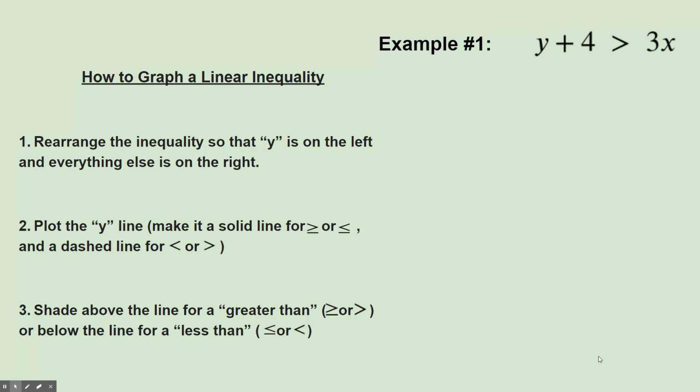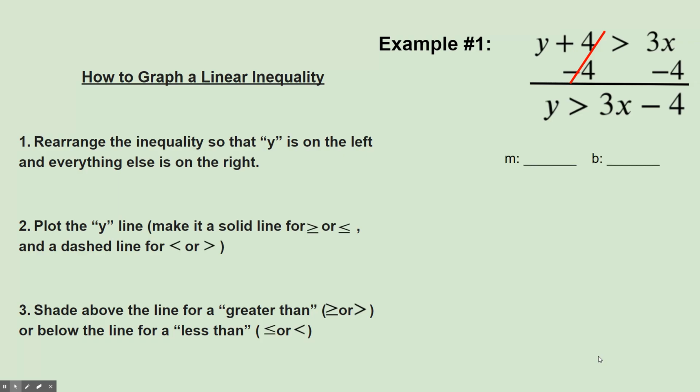So first we want to rearrange the inequality so that the y is on the left and everything else on the right. So first we're going to subtract 4 from both sides. When we subtract it from the right, we are able to cross it out and we are left with y is greater than 3x minus 4. Now when I look at that, I have to think about where's the slope, where's the y-intercept for this inequality. So the slope is going to be the number in front of the x. So in this case, it's going to be a 3. And the y-intercept is going to be the constant that doesn't have the x attached to it. So it's a -4. So we have 3 and -4.